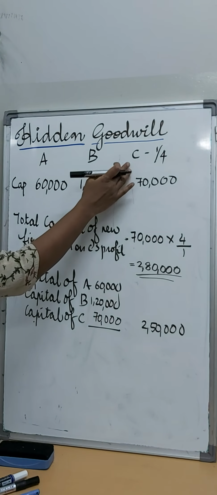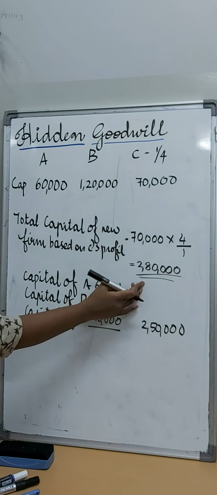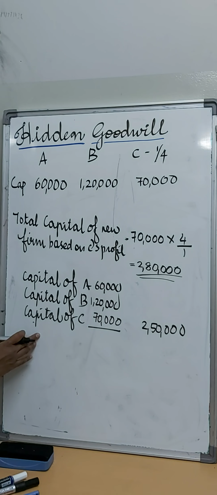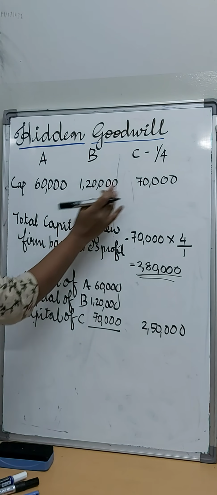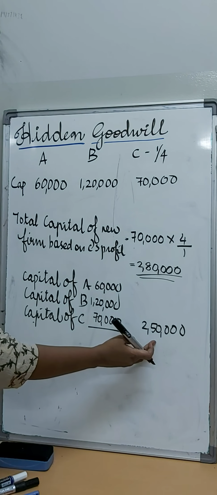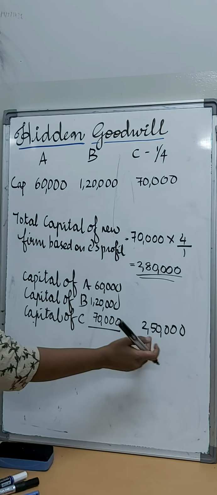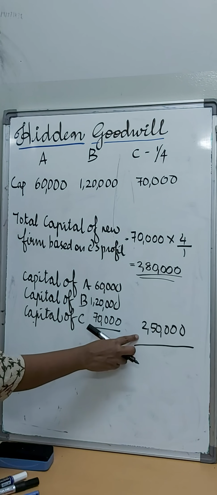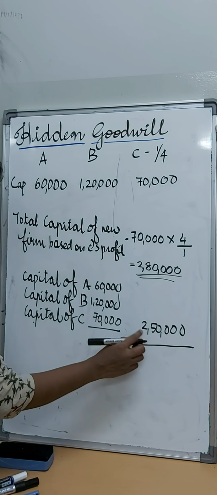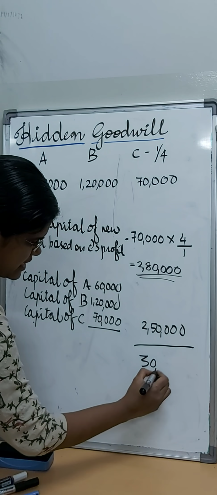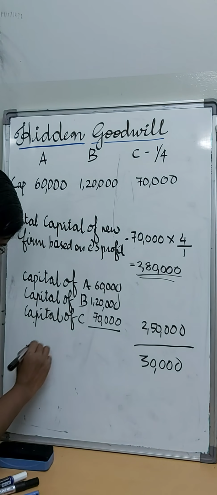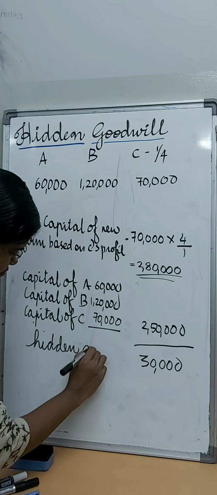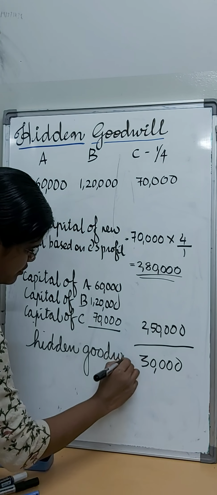Based on C's share of profit, the total capital of the firm would be 2,80,000. But when we calculate the capital of A plus B plus C, it comes to only 2,50,000. So the extra 30,000, that is 2,80,000 minus 2,50,000, is the hidden goodwill. That is the value of goodwill.